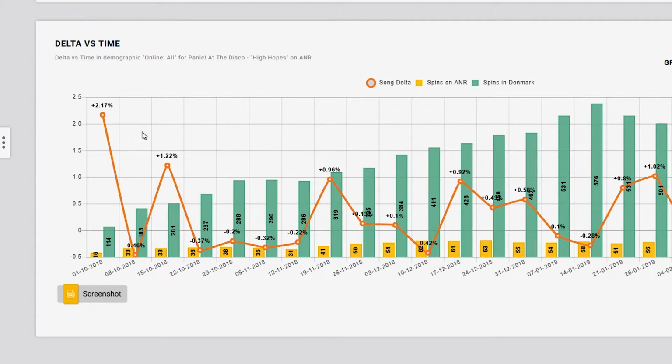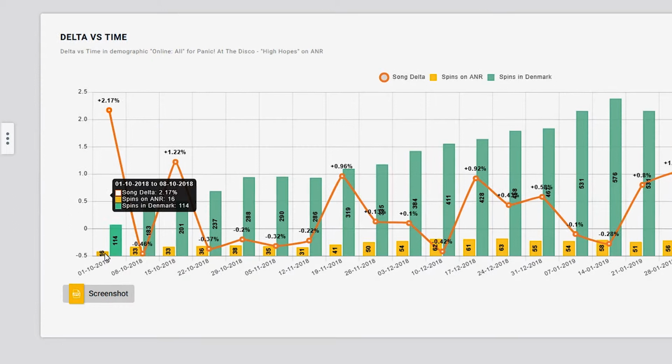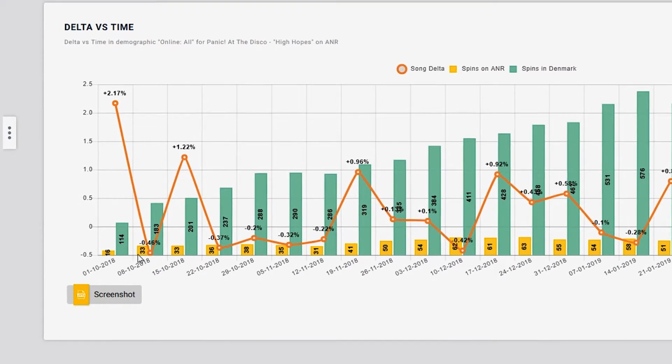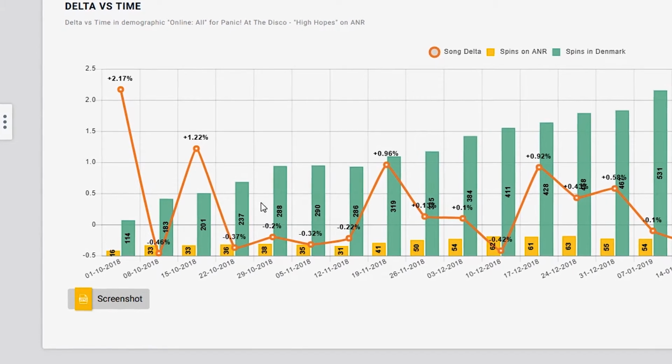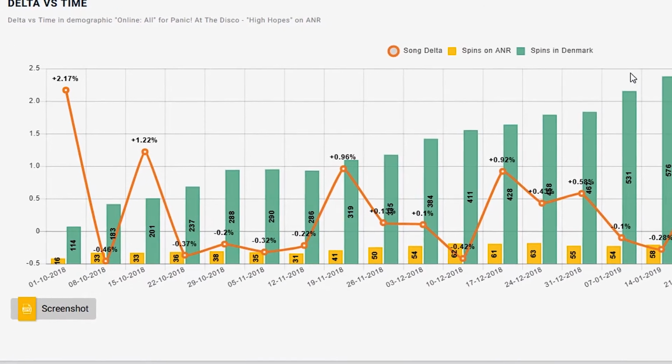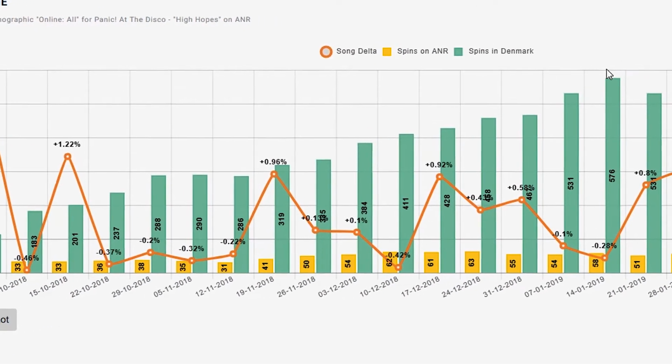So everything above 0 is a positive reaction, everything below 0 is a negative reaction. And the red line shows you the reactions week by week, so you can keep tabs on how the song performs over time. The little orange bars here are how many times this particular station has played the song week by week, and the green bars are how many times it's been played in the market week by week.